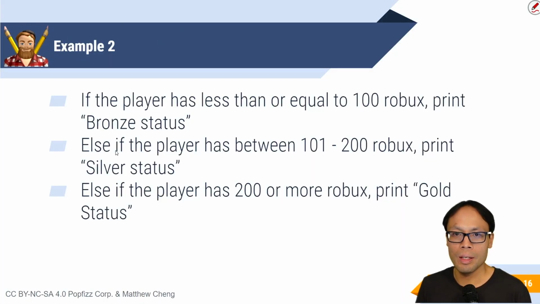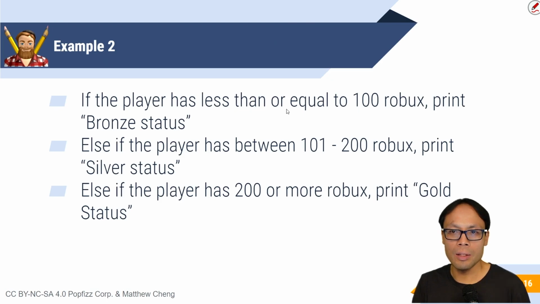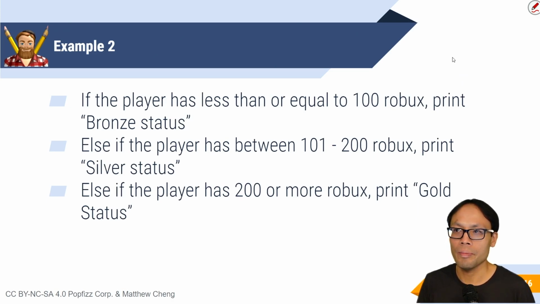Let's try example 2. If the player has less than or equal to 100 Robux, we're going to print bronze status. Else if the player has between 101 and 200 Robux, we're going to print silver status. Else if the player has 200 or more Robux, we're going to print gold status.